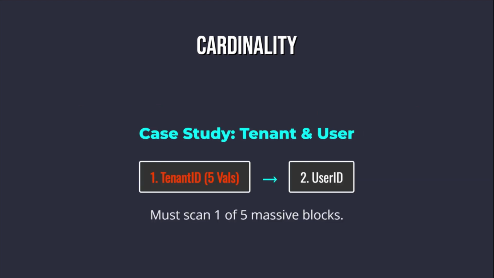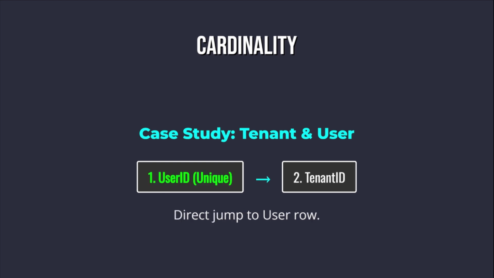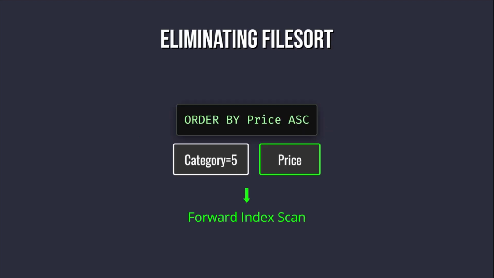equality columns. If a query frequently filters by tenant identifier and user identifier, and tenant identifier has only 5 distinct values across millions of rows, while user identifier is unique, placing tenant identifier first is inefficient. The optimizer must scan 5 massive blocks. Reversing the order to user identifier, tenant identifier is usually better, unless the query always includes an equality filter on tenant identifier, which is necessary for partitioning.